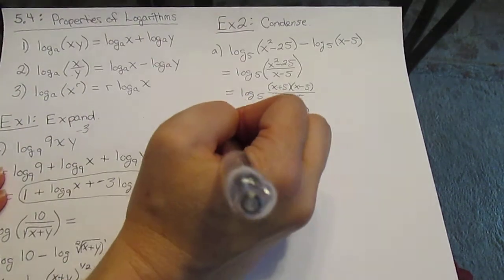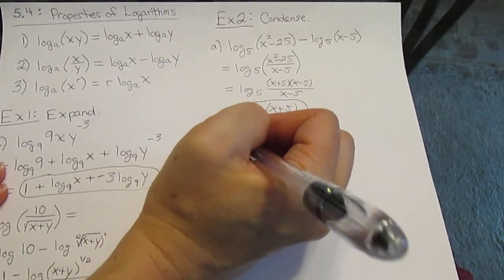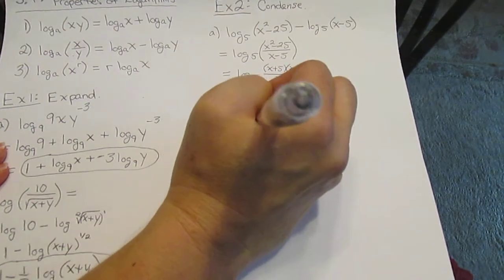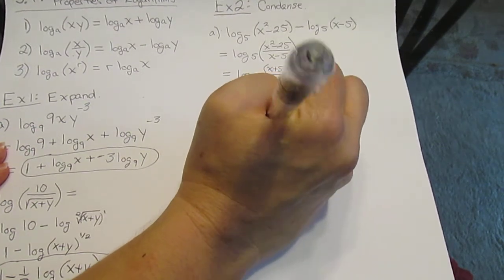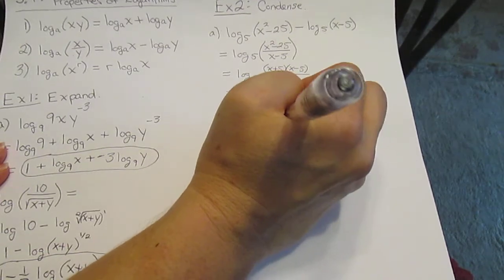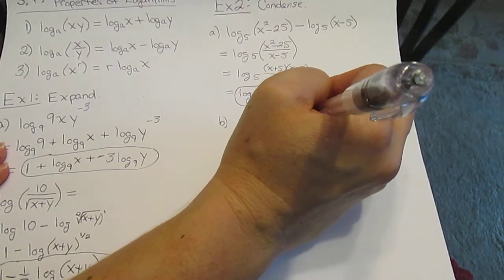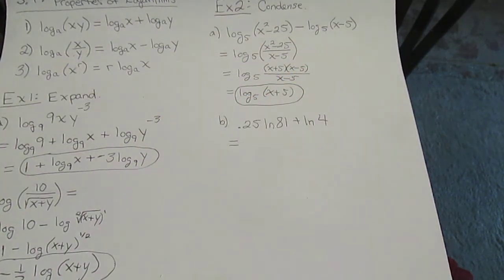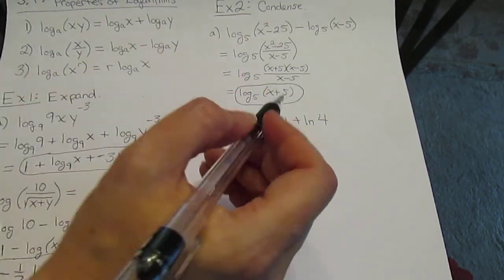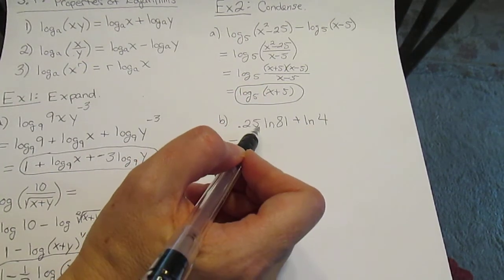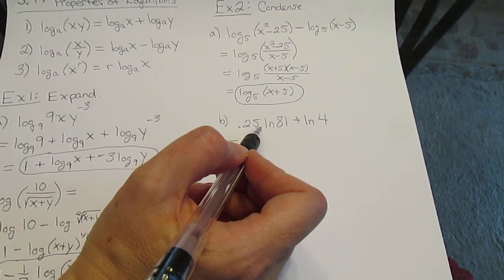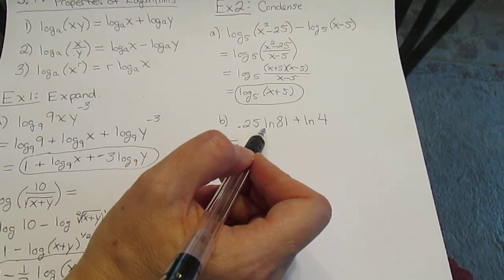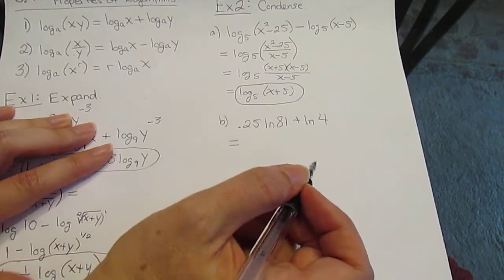Let's try one more. Part B. I've got 0.25 ln 81 plus ln 4. Okay, well, again, make sure they're the same base. Well, they're both the natural logarithm. What's the natural logarithm's base? Remember, it's base e. It's not important in this problem, but it's always nice to remember that. So when we run into it in the future, we'll remember.